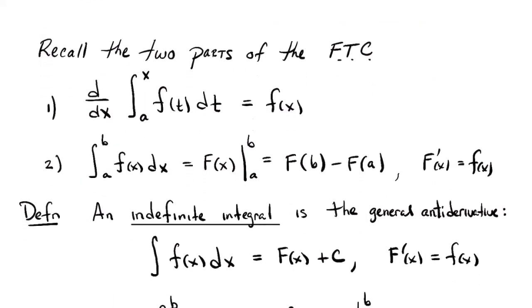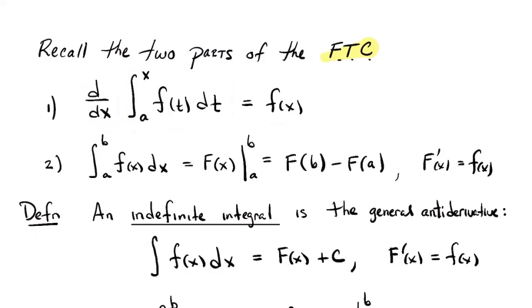Let's recall the first two parts of the fundamental theorem of calculus. That's what I'm abbreviating here with this FTC, fundamental theorem of calculus. The first part says that the derivative of an area function is the integrand. So if you take some function f and integrate it, and then you differentiate that result, you just get the original function back. So derivative and integral are like inverse operations of each other. The derivative undoes the integral.